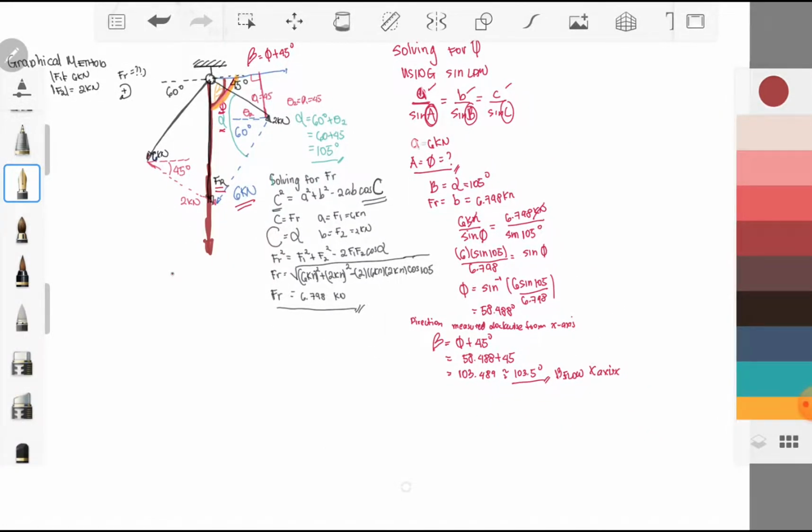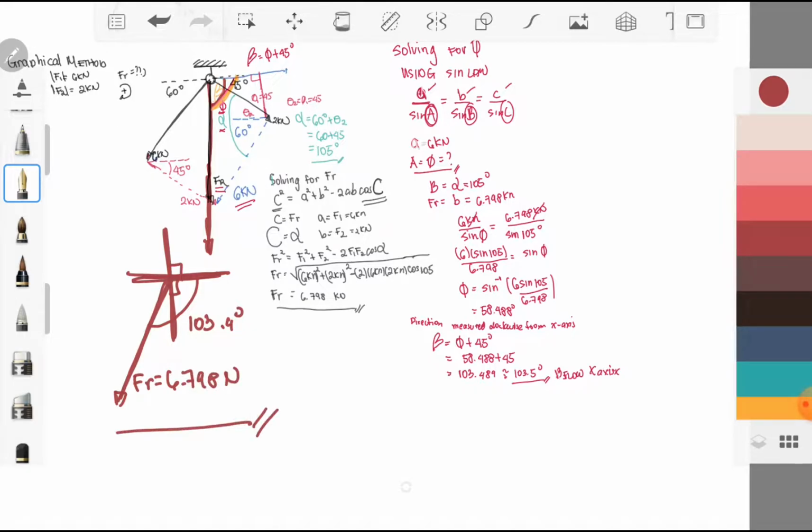Okay, so this is your Cartesian plane, 90 degrees, 90 degrees. So this will be your FR. This is 103.4 degrees. Okay, so this is your FR, which is equal to 6.798 kilonewton. Okay, this is our FR.